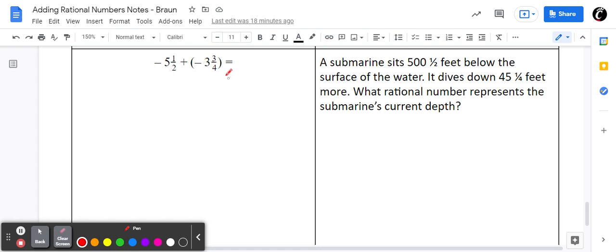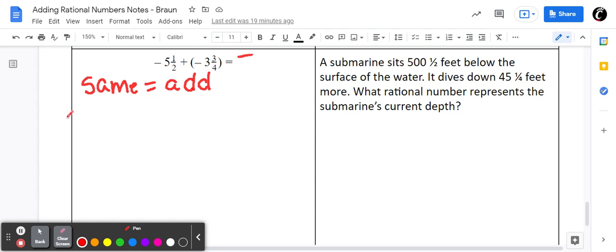So again, I want to look at my two numbers here, right? I want to look for the one with the larger numerical value. 5 1/2 is bigger than 3 3/4. So my answer is going to be negative. Now, if I look, I actually have the same signs. They're both negative. So when we have the same signs, we add. So since I have the same signs, I'm going to add together negative 5 1/2 and negative 3 3/4.